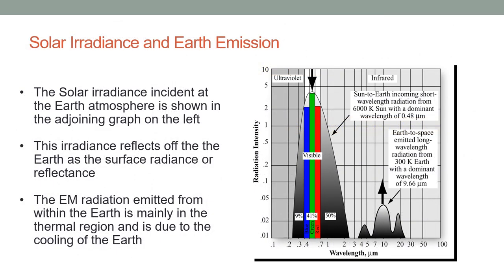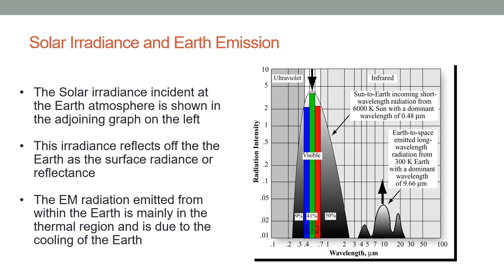So let's focus in on solar irradiance on Earth and the separate phenomenon of thermal emission from the Earth. In this graph, we can see the light that is incident on the Earth. If we just focus in on the region of the visible light, we can see the bell-shaped curve and we can see the visible region right in the middle of it. And this is the light that is arriving onto the Earth.